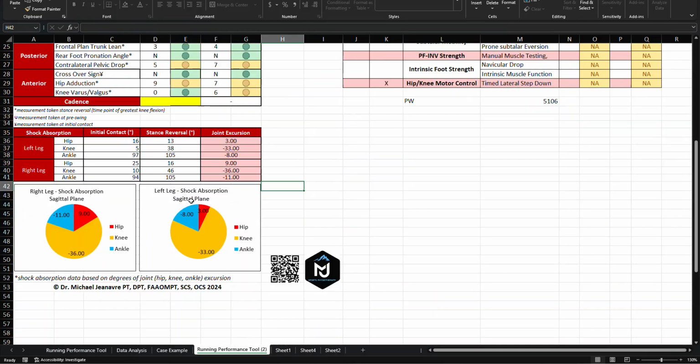Additionally, when we look at the shock absorption, right leg versus left leg, what we're noticing overall is that on both legs the knee is doing the majority of the shock absorption. That being said, when we look at the values, the right leg consistently has greater joint excursion at all three major joints in the sagittal plane, that is the hip, ankle, as well as the knee. This would be suggestive that there is more of a stiffening strategy on the left limb. It's curious as to why that may be.